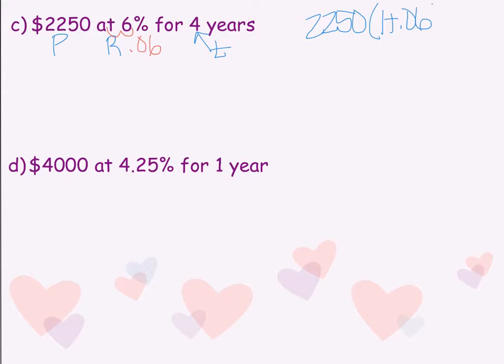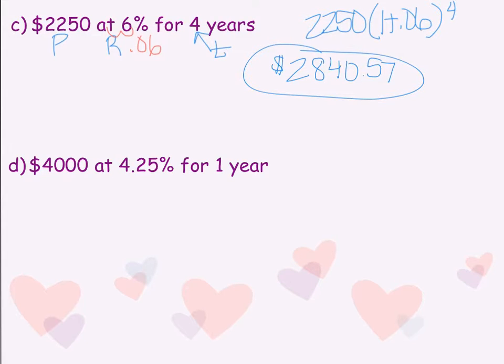The nice thing is most problems are written in a way where they get plugged in exactly the same order that you read them. You just have to know that there's that 1 plus and the parentheses. Go ahead and type this one into your calculator. And you should end up with $2,840.57. And again, all of your answers, because when we're looking at money, should always go to the cents place, so that's in the hundredths, and make sure you are rounding correctly at this place.